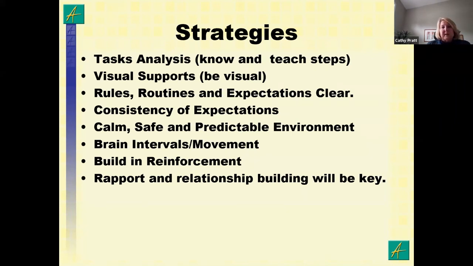Rules and routines and expectations that are clear. I think the consistency of expectations in the family. So understanding what you really expect from the individual. And I think also if you have your child in a school program or an adult program or an ABA program, find out what those expectations are across all programs. And as much as you can be consistent, that will be really helpful for the individual because they will understand how they're supposed to behave.